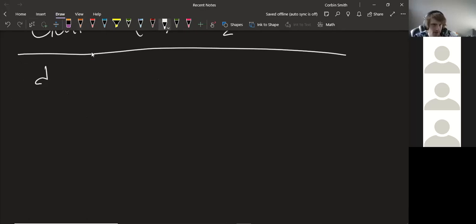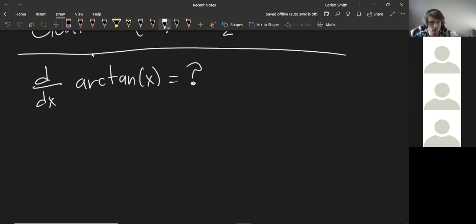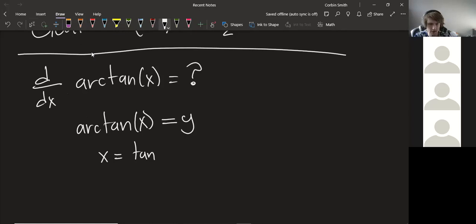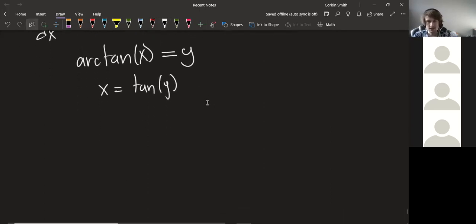So d/dx of arctan of x. Well, let's start with arctan of x equal to y. That's actually the same thing as saying x is equal to tan of y. And this thing is going to be a lot easier to take the derivative of. So if we take the derivative of this, we get 1 is equal to, what's the derivative of tangent? Does anyone know? This is a good exercise to do.